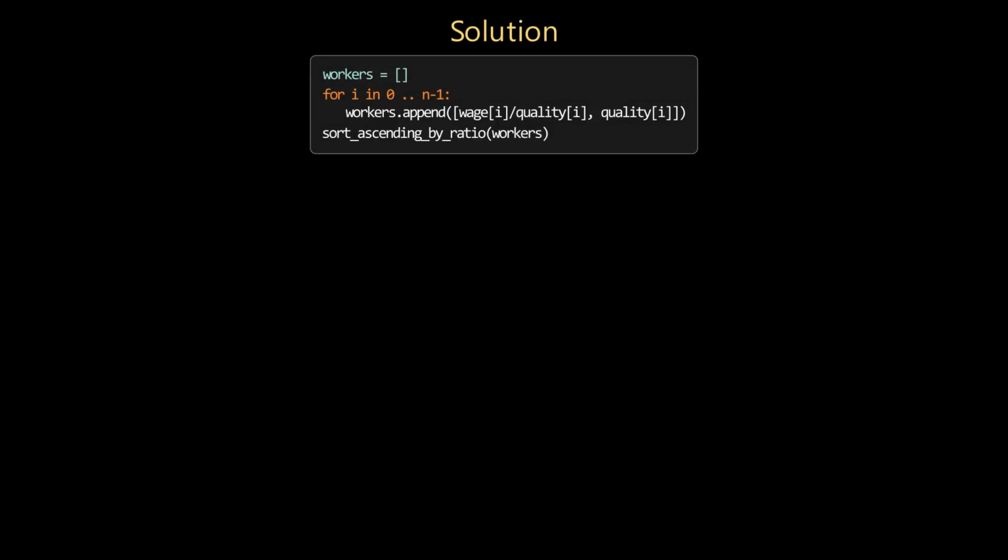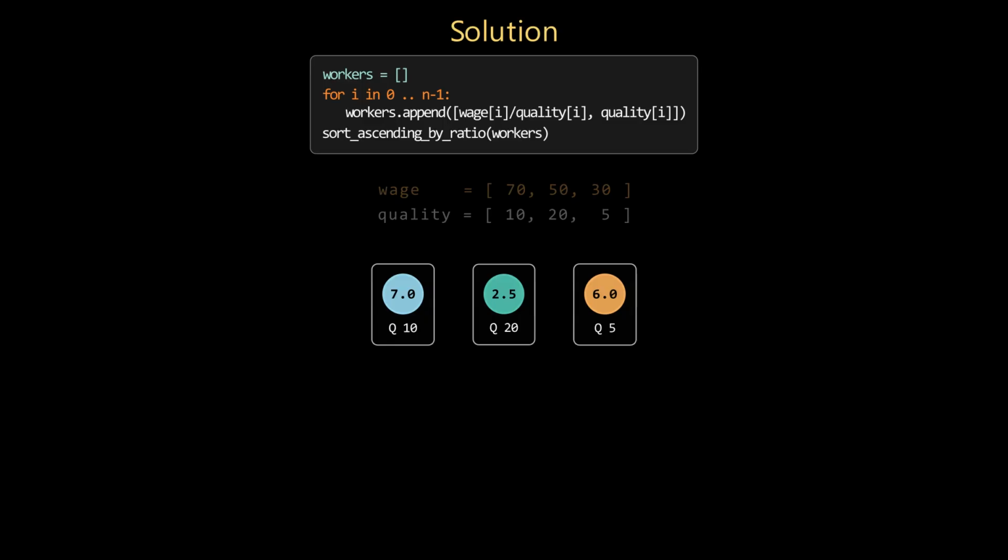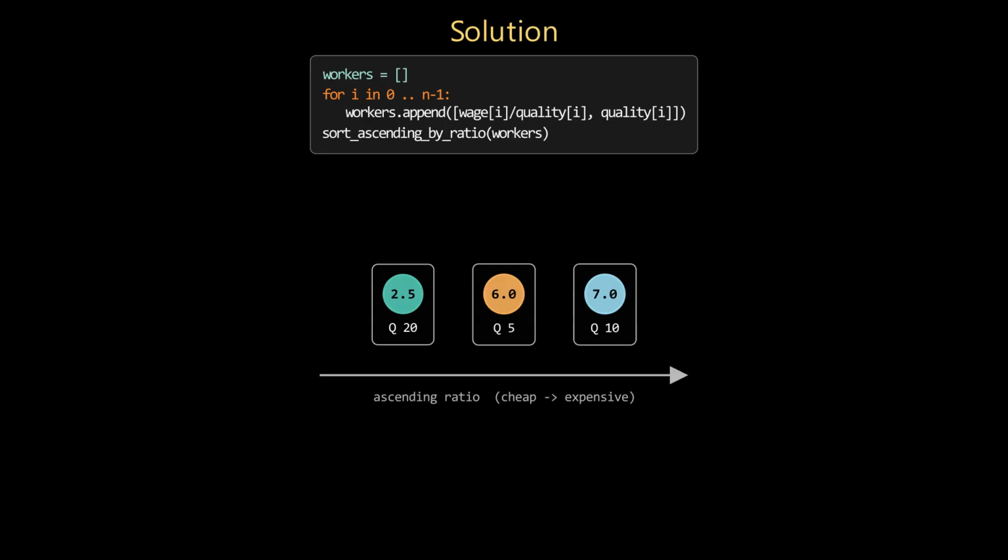We kick off our solution engine with structural packaging. We loop through the inputs, binding each worker's wage and quality into a single profile, while computing their exact cost per unit of quality. Then we sort the entire pool in ascending order by this ratio, locking our candidate timeline from the cheapest unit rate to the most expensive.